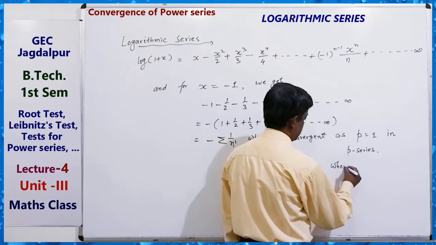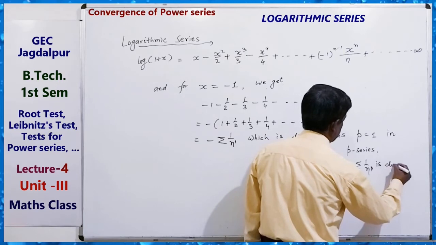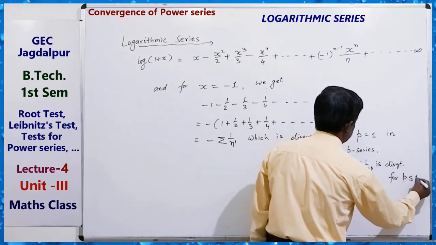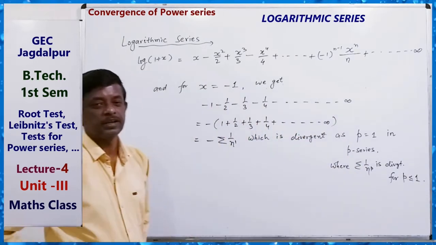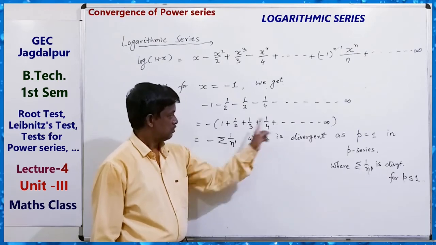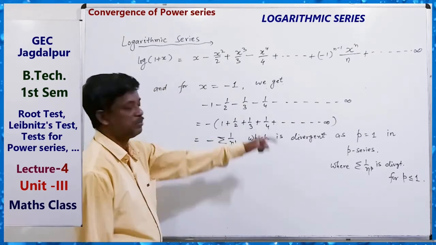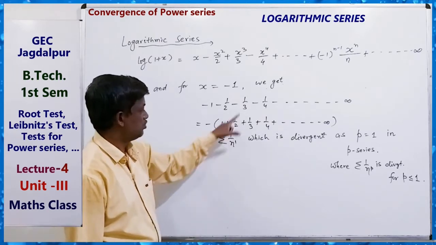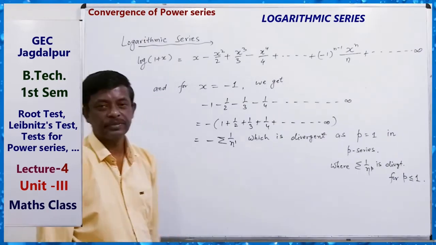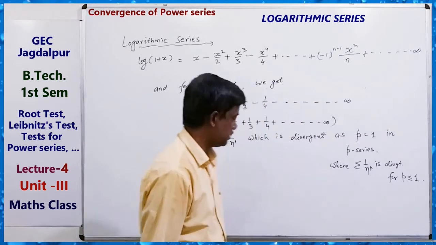Where 1 upon n to the power p is divergent for p less than or equal to 1. Okay, by the P series test, this is summation 1 by n: 1, 1 by 2, 1 by 3, 1 by 4, 1 by 5, 1 by 6, and so on. So by the P series test, this is divergent.